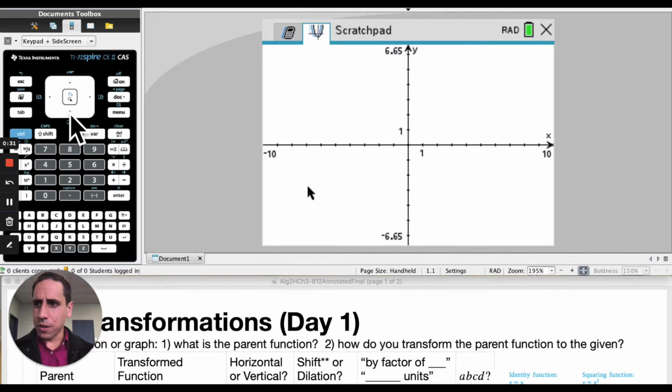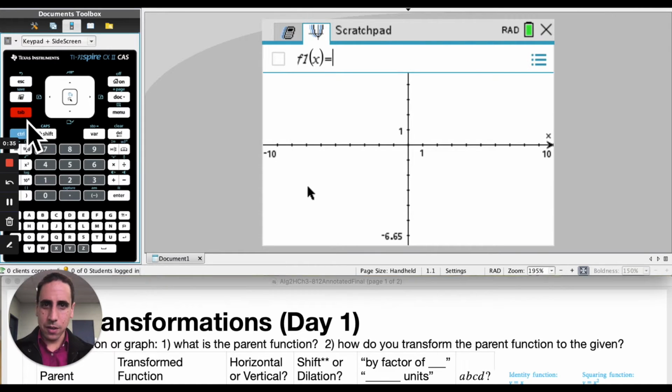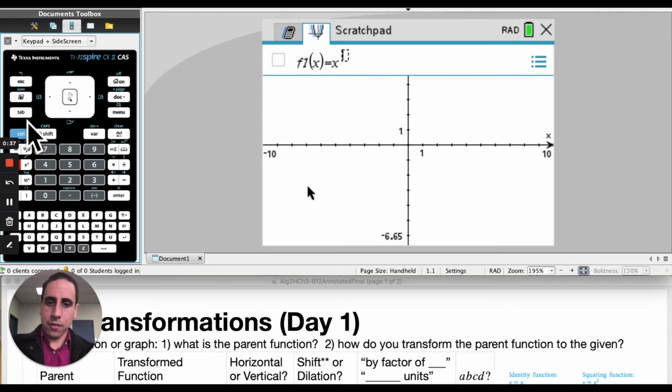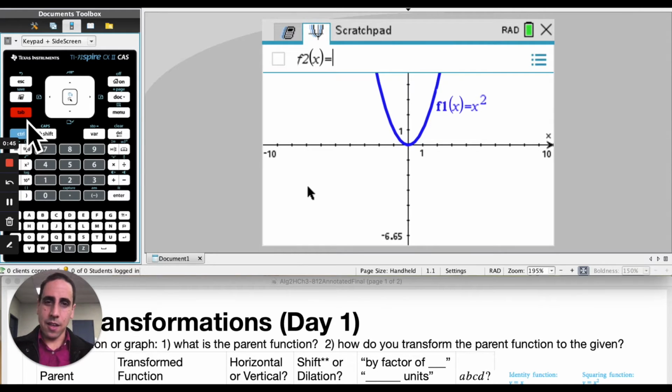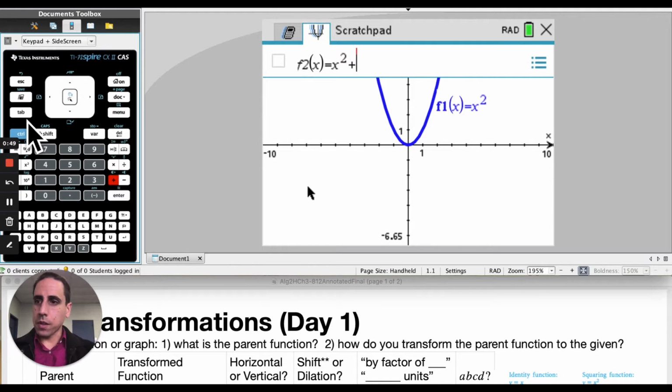Let's take a look at two different functions. Let's take a look at the graphs, and I'm going to do that by pressing the Tab button, Tab, and then x squared. Enter. There it is. That's what we're going to call the parent function. And then I'm going to press Tab again, and then x squared plus 3. I'm getting these from the first line of your notes. Line number 1 says parent f of x equals x squared, and the transform function is x squared plus 3.